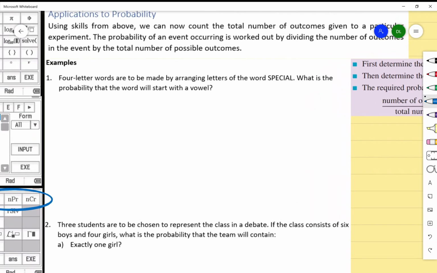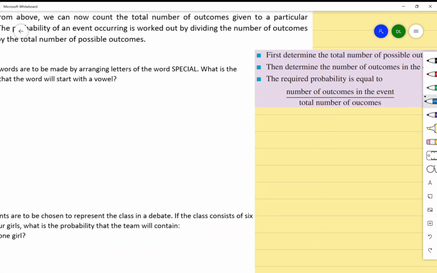Okay, let's jump into an example over here, where we have to make 4-letter words by arranging letters of the word special. So we're picking letters from this in order to create 4-letter words. Now, what is the probability that the word will start with a vowel? I'm going to go ahead and follow the instructions here.